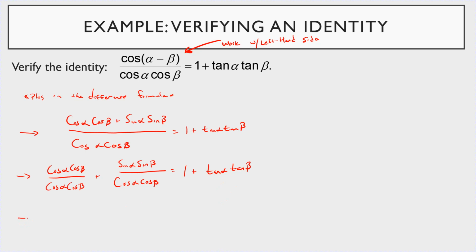Well, it does. Look at this. Cosine of alpha cosine of beta divided by cosine of alpha cosine of beta is obviously just 1. Plus, if I group just sine of alpha over cosine of alpha, what is that? That's tangent of alpha. What is sine of beta over cosine of beta? Boom, tangent of beta. So yeah, we proved it. So you can use this formula whenever you have these problems with verifying trigonometric identities.